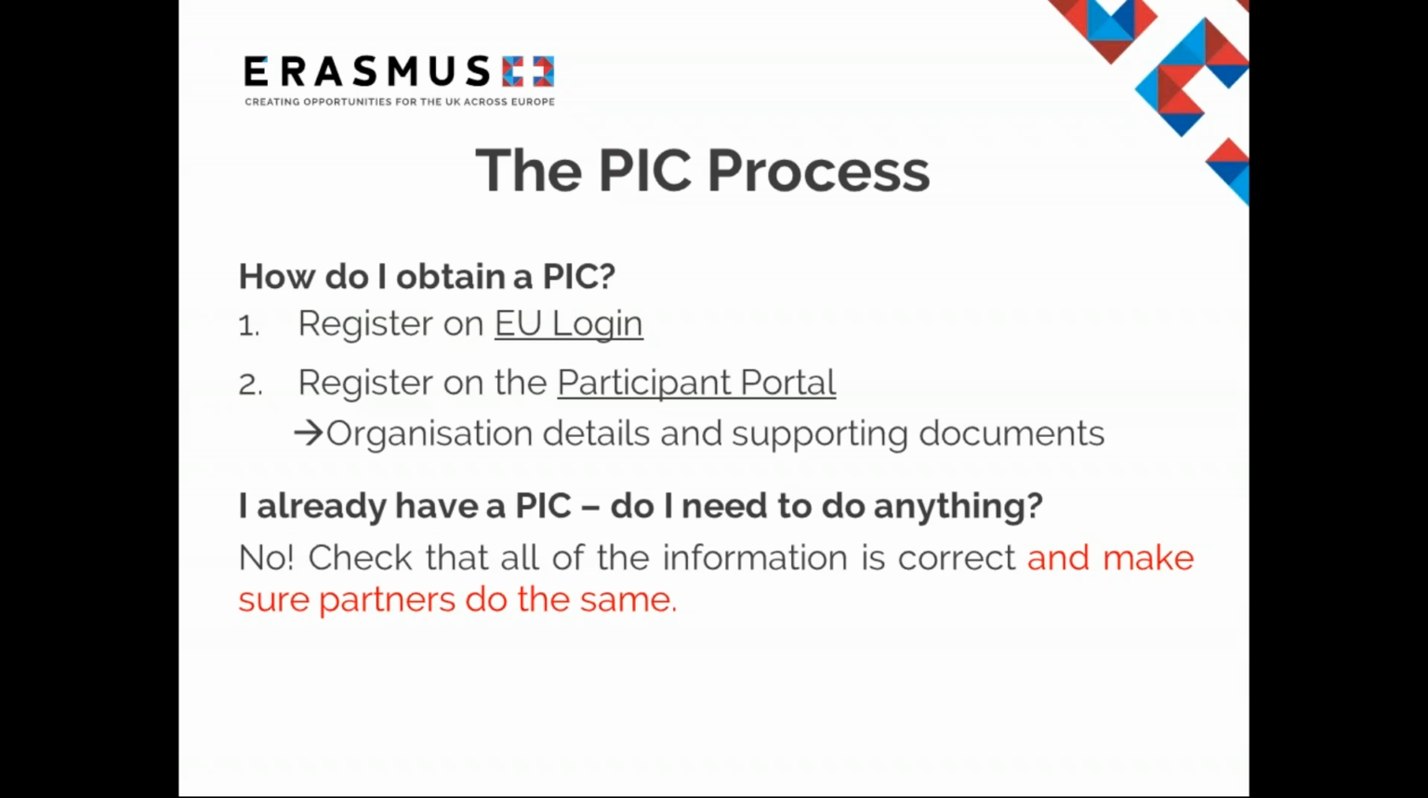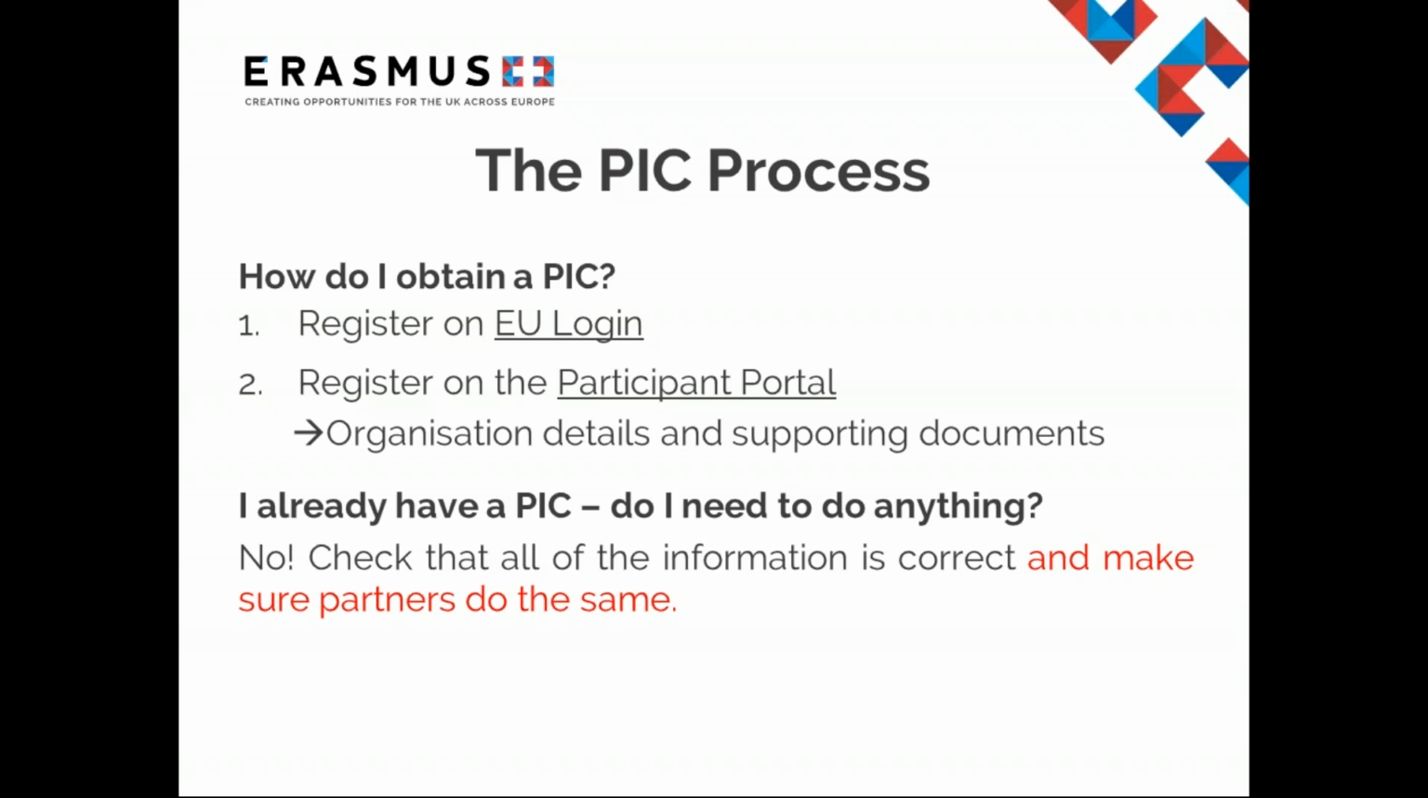So if you already have a PIC, can you just forget about this whole process? Not really. You need to log into the portal and check that the details you have input are up to date and that they match exactly the details in the supporting documents that I will mention in a minute. In particular, you should ensure that the organization address is the registered address and is accurate, because the NA will conduct all checks against this address.